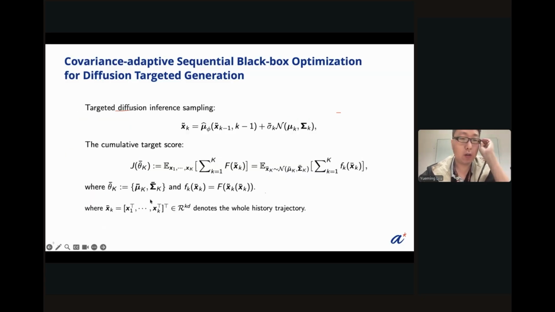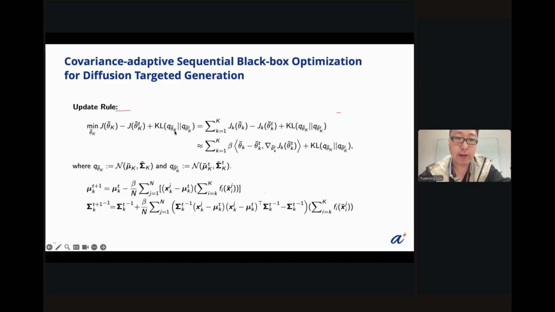When we discretize time, we can perform a finite time update. It has a fixed drift term from the pre-trained model and now a parametric Gaussian noise distribution. We want to minimize the cumulative target scores under a sequential Gaussian distribution. Note that at each step, the value x_k depends on the whole sampling trajectory.